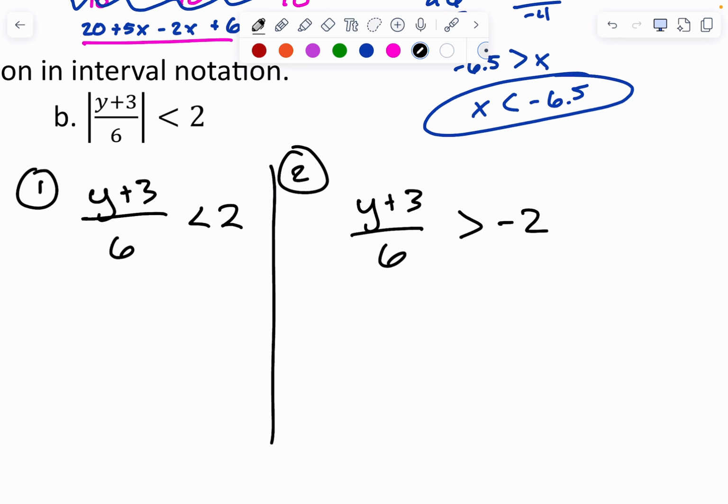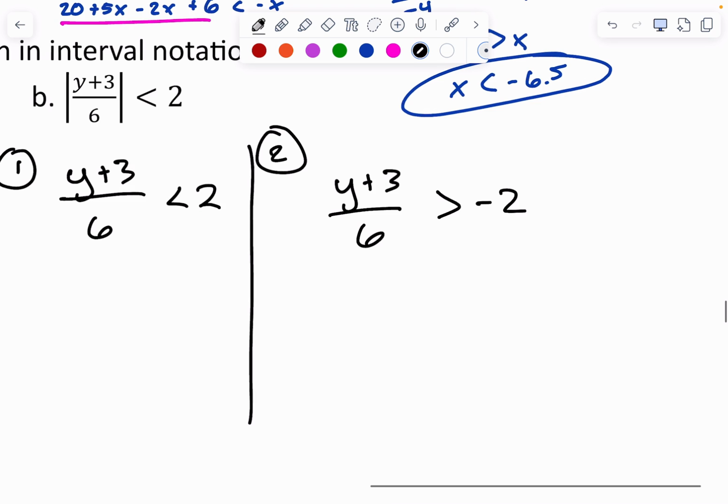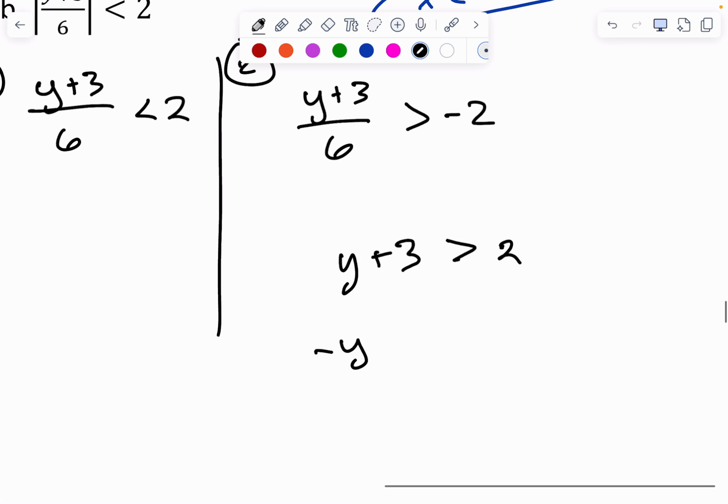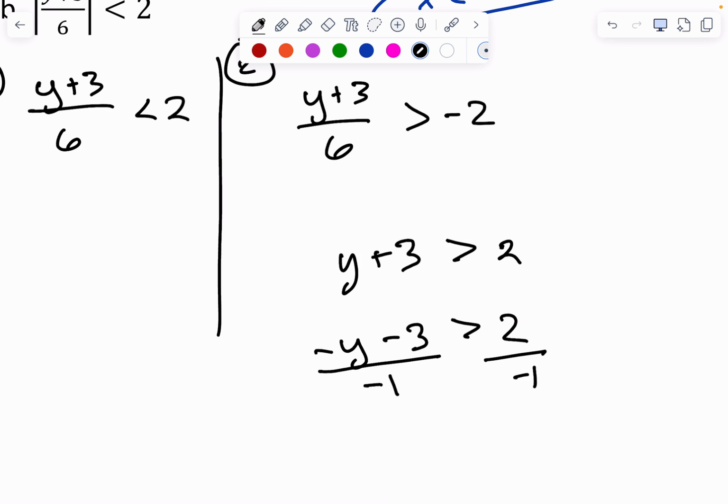Why did we switch the sign? Because I want to divide by a negative. If I make this negative right here, I leave the sign, or I can divide the negative over to the other side and flip the sign. So now the only thing that's negative is the 2, right? Okay, let's just say y plus 3 is greater than 2, and my other case would have been negative y minus 3 is greater than 2. I just divided by a negative 1 and skipped a step. y plus 3 is less than negative 2. Yeah, kind of.